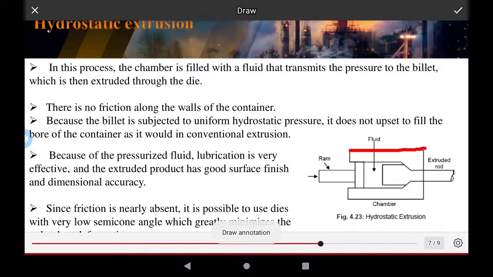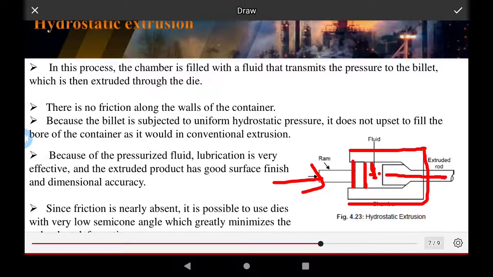This is the chamber, and this is the fluid, with the metal and the extruded part. This is the ram, the mandrel, and a dummy block. The pressure or force is applied with the help of the ram. This is the extruded part in the hydrostatic extrusion process.